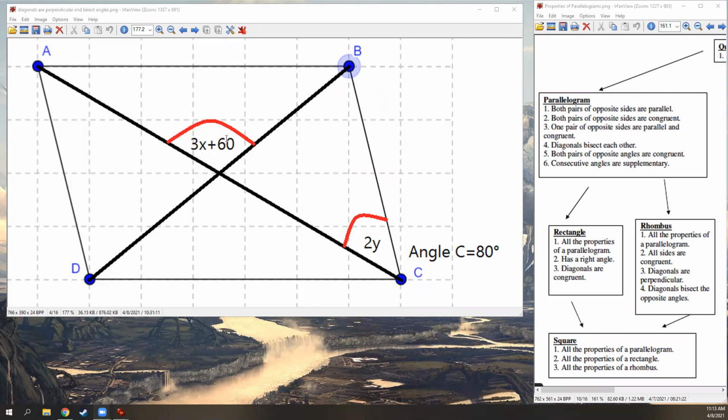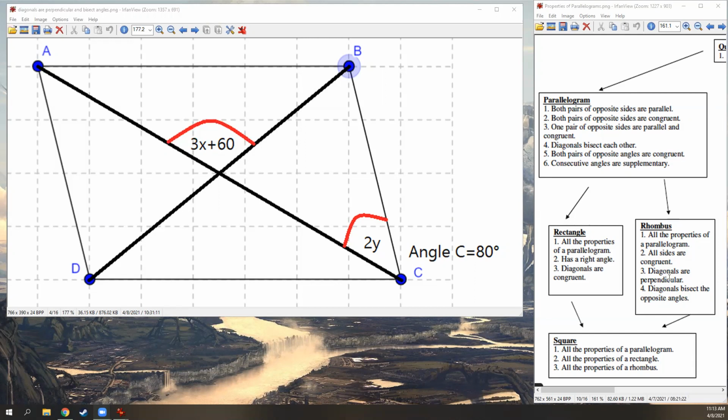So again, we're always looking for an equal sign. The second you see a variable, x or y, you're looking for an equal sign. Something is equal, right? Going over to our properties of rhombus, there are only two that deal with diagonals. Diagonals bisect the opposite angles. This is not an angle of the rhombus, so this one doesn't apply. But the diagonals being perpendicular matter. This angle is supposed to be 90 degrees.